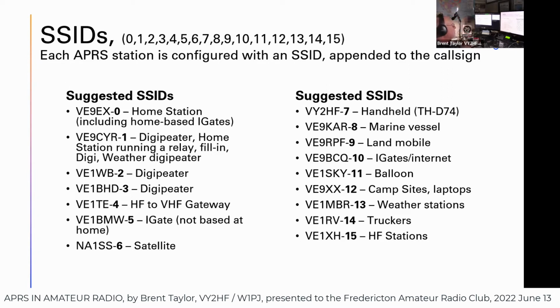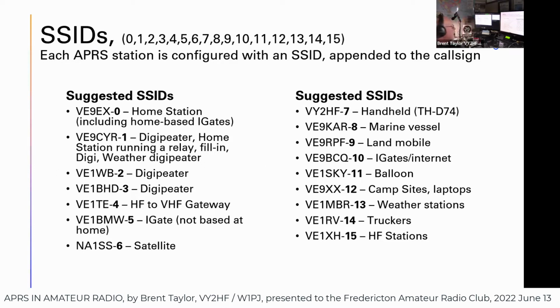Alrighty, so let's just use some real live people here and what kind of SSID they would have. If you were Brent and you were operating a home station and home-based iGate, you would probably use his call sign -0. -0 means a home station. If you're Joe and you were running a digipeater, running a relay, fill-in, digi, or maybe it had a weather digipeater on there, you might be VE9CYR-1. Don Weeks, being honored by a digipeater, might have the call sign VE1 Whiskey Bravo for our favorite silent key, and my Elmer, Don. Gary Stone, VE1BHD-3, that could be a digipeater as well.